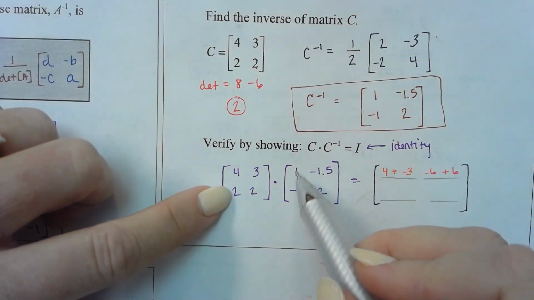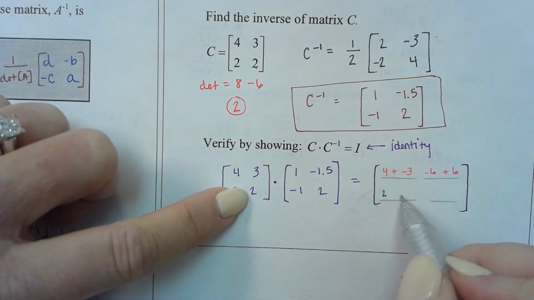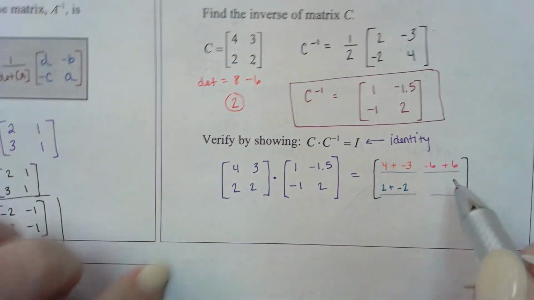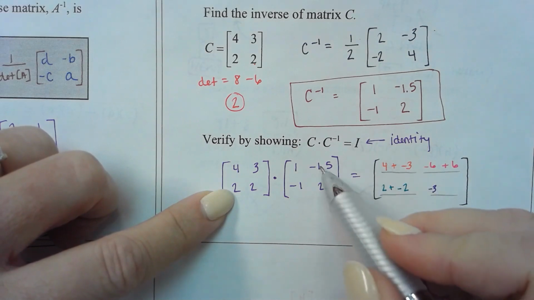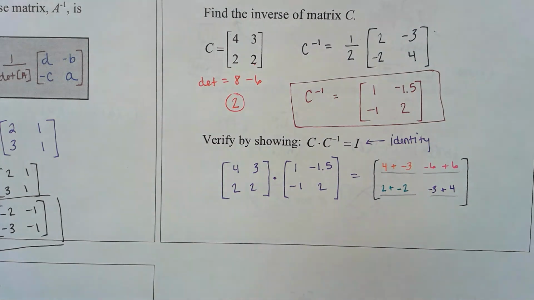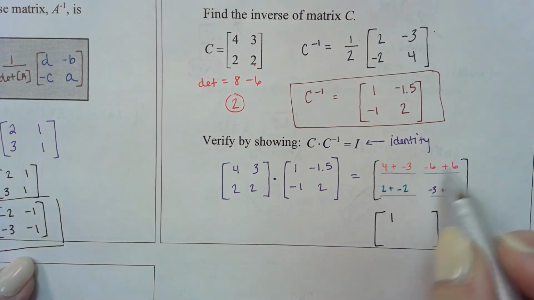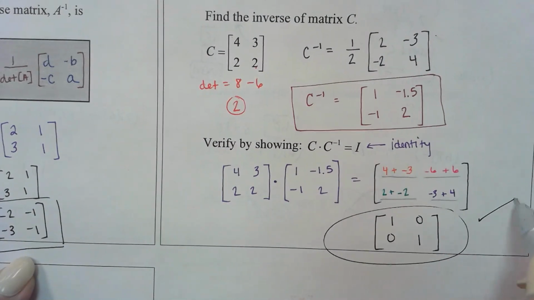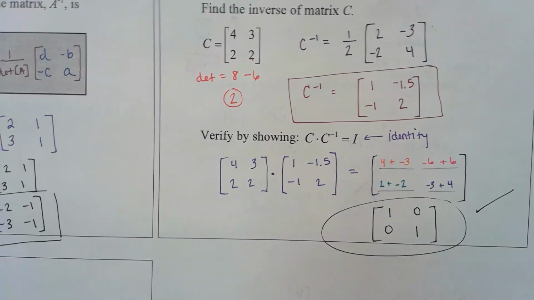Second row, first column. 2 times 1 is 2. 2 times -1 is -2. We're going to add those together. And 2 times -1.5 is -3. Move both hands. 2 times 2 is 4. We're going to add them together. And let's see what we get. We get a 1 here, a 0 here, a 0 here, and a 1 here. And there it is. That's our identity matrix, right? Zeros everywhere except on the main diagonal.